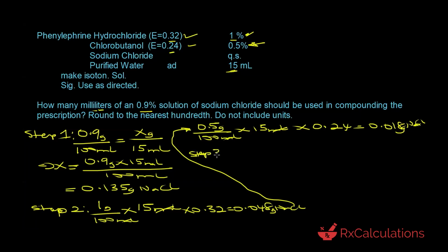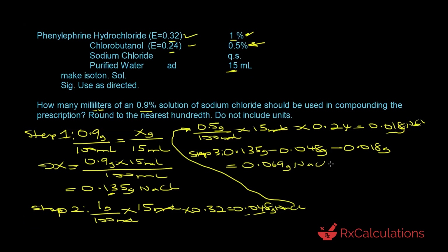And so now in step 3, we're going to subtract the values we got in step 2 from what we had in step 1. Now you can add these 2 values and subtract them, or you can subtract them sequentially. So we're going to start off with the value from step 1, which is 0.135 grams. And we will subtract the 0.048, which is the contribution from the phenylephrine hydrochloride. And we're going to subtract the value for the chlorobutanol, which is 0.018 grams. Now, when we do all of that, we're going to end up with a value which is 0.069 grams NaCl.